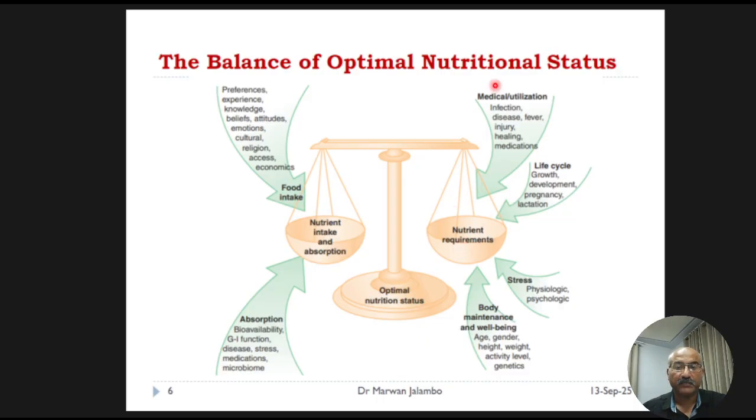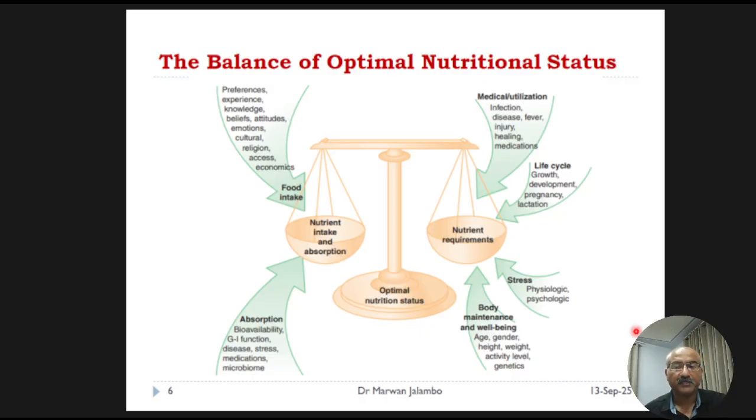This side is influenced by the body's demand. Factors like infections, disease, or injury increase our need for healing. Life cycle stages like growth, pregnancy, and lactation also have higher requirements, and of course, basic body maintenance is determined by our age, gender, height, weight, genetics, and stress level also. This balance is dynamic and constantly shifting.